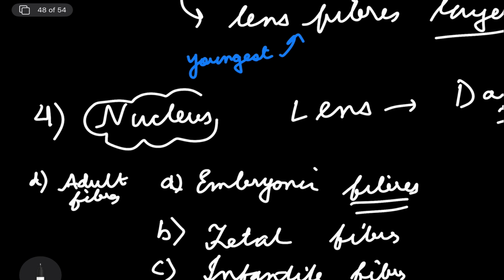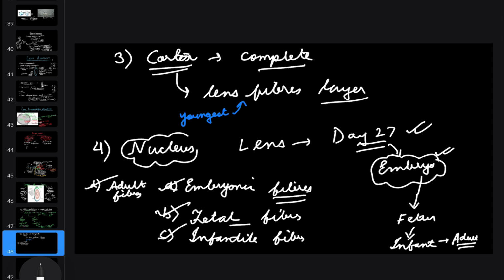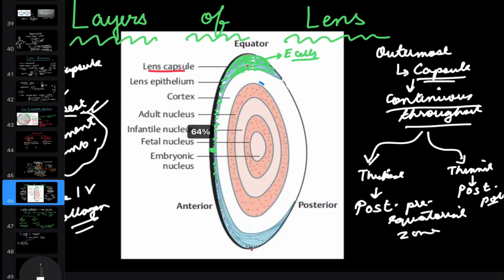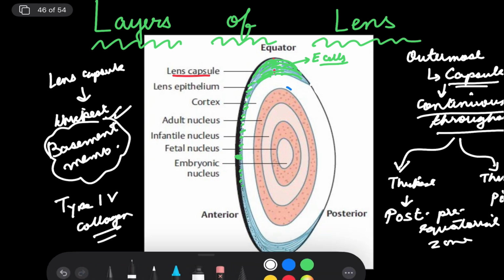The adult fibers. So why exactly am I talking about these right now? Because all of these, A, B, C, D, embryonic fibers, fetal fibers, infantile fibers and adult fibers, are all lens fibers. And these are all part of the nucleus. As you can see, at the very center we have the embryonic nucleus over here.